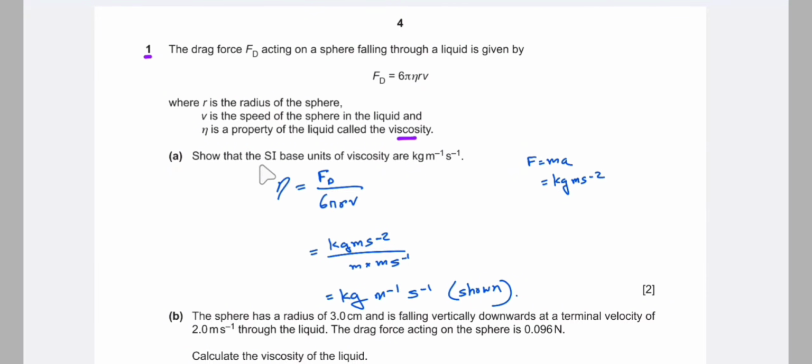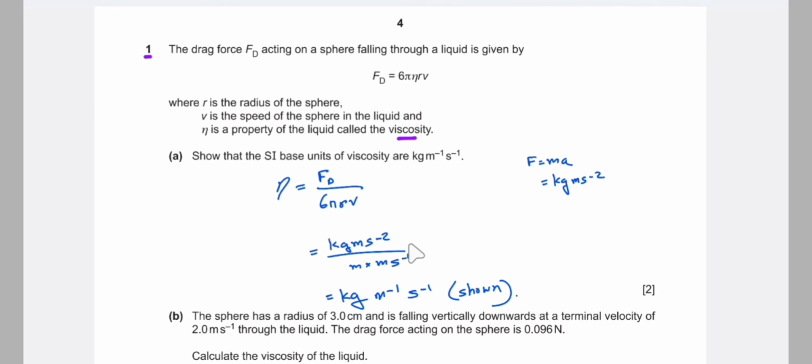Show that the SI base units of viscosity are kilogram per meter per second. So first of all, we need to make viscosity the subject of the formula. So viscosity is equal to Fd divided by 6 pi r v. So we know that force is equal to mass times acceleration, and the SI unit of mass is kg, and for acceleration it is meter per second square.